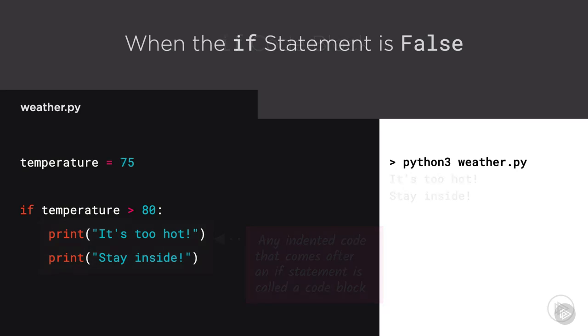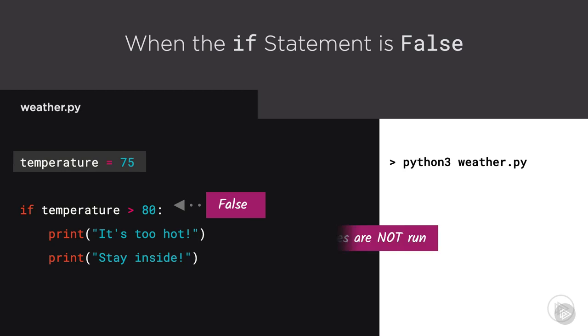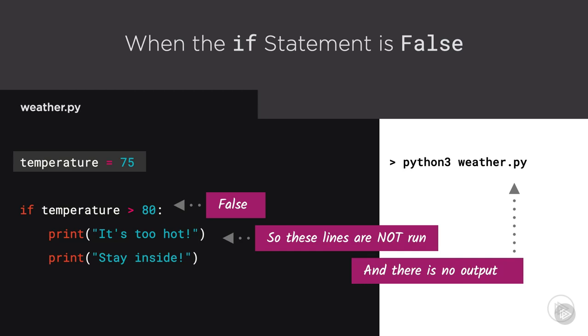If we instead set the temperature to 75, the if statement evaluates to false because 75 is not greater than 80. So the indented code block is not run. Again, if we run our program, there is no output.